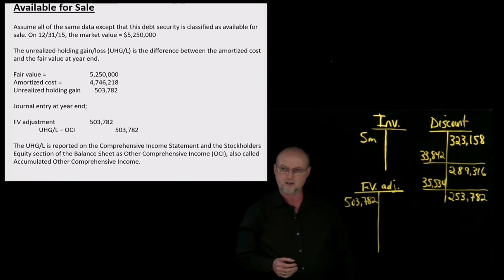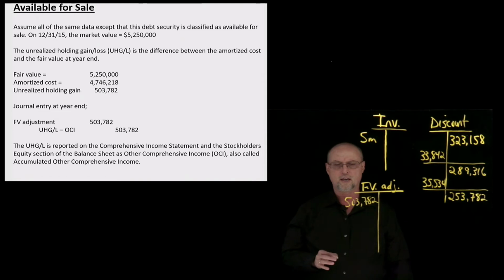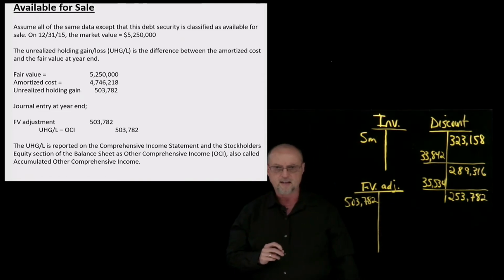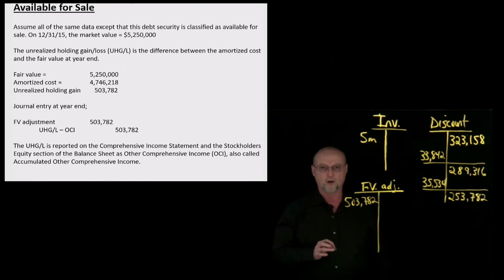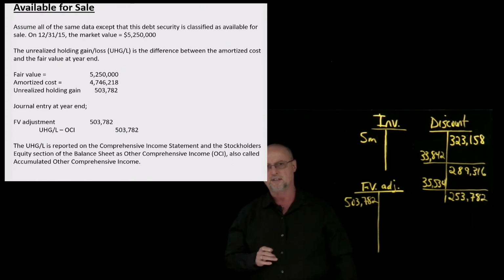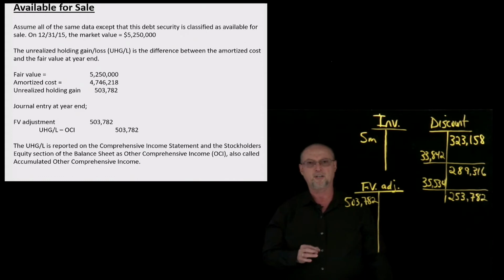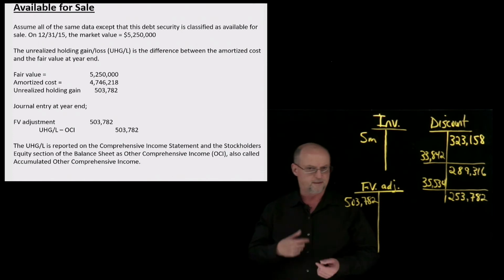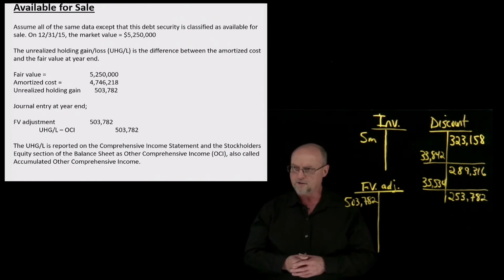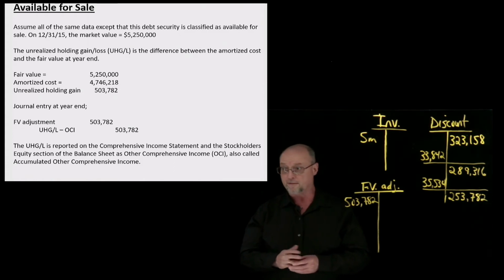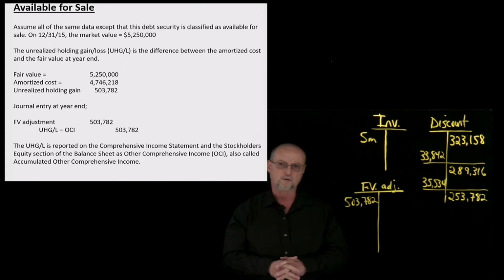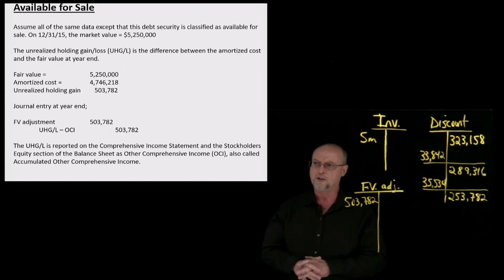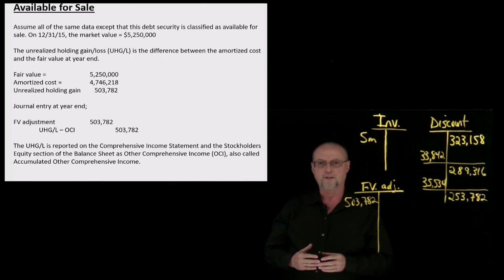The journal entries are going to be very similar to a trading security with one notable difference, and that is the unrealized holding gain or loss does not go on the income statement. It becomes part of comprehensive income. You may need to review comprehensive income to feel comfortable with it. But notice the year-end adjustment to fair value is the same number, 503,782, but the credit goes to unrealized holding gain, other comprehensive income. Let's just briefly review.